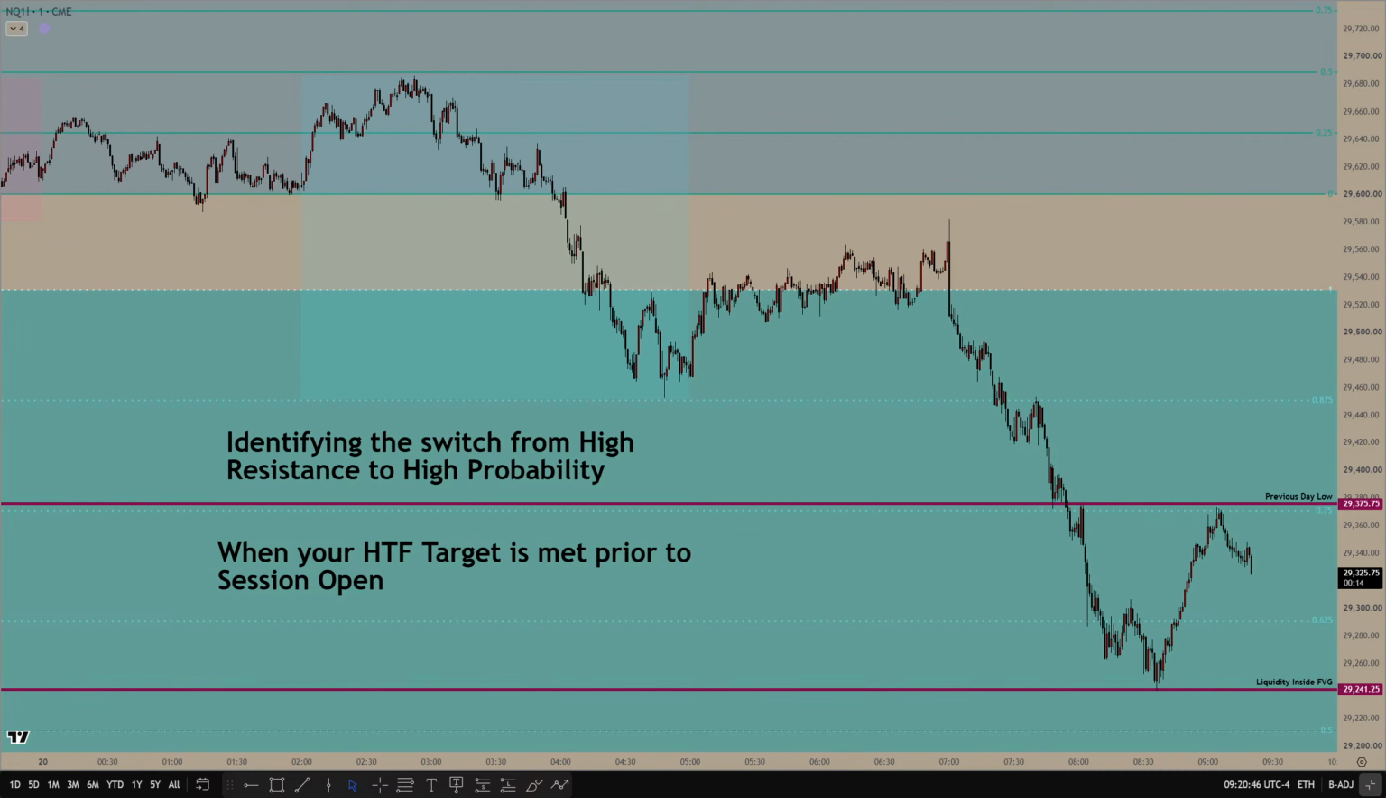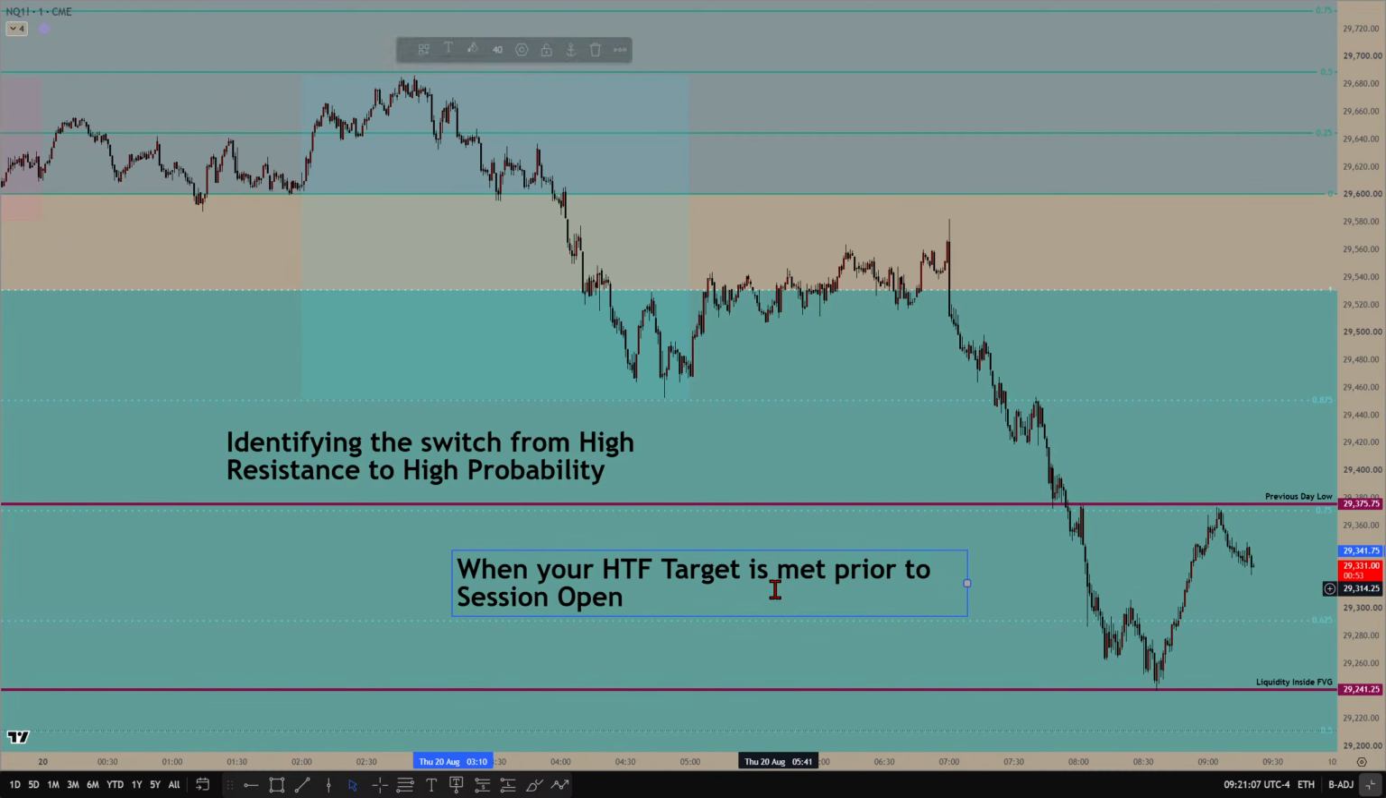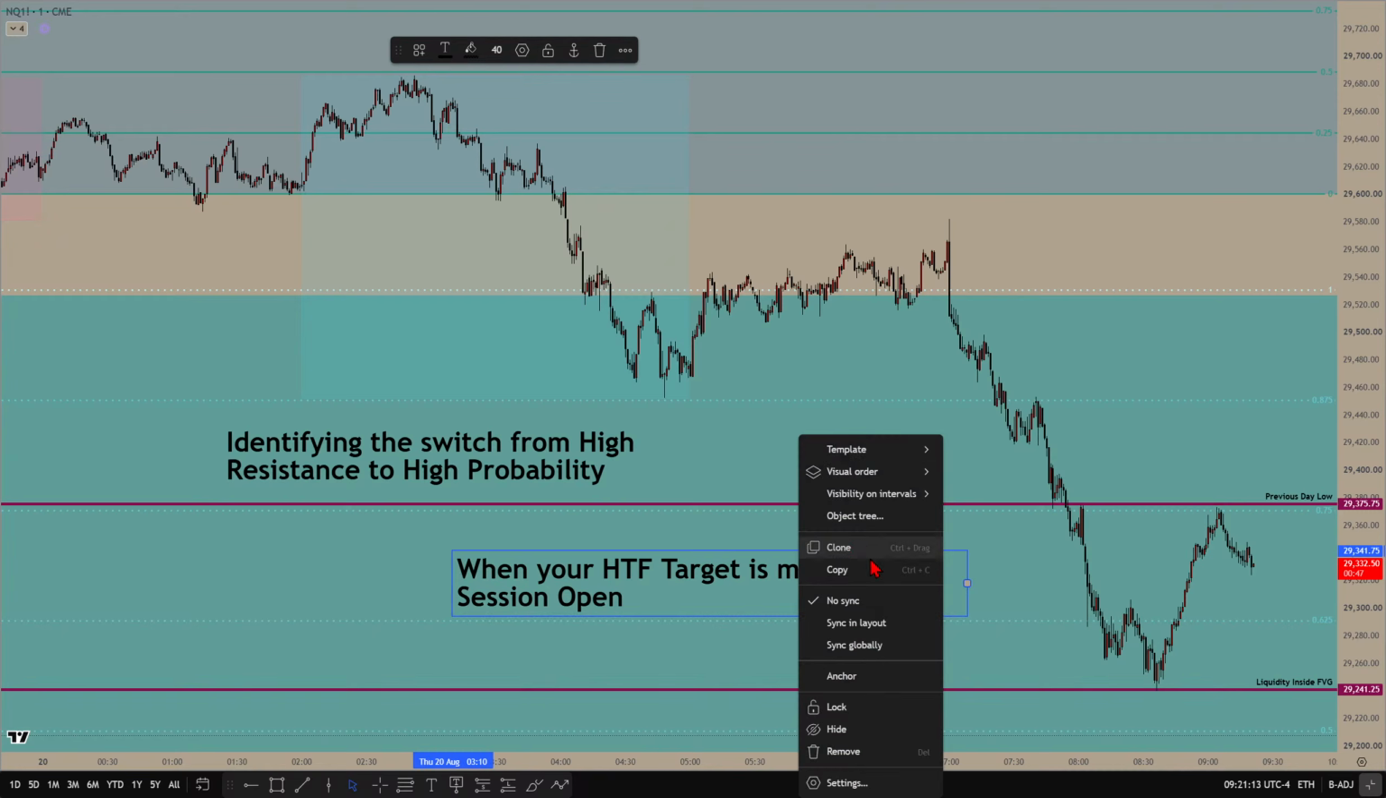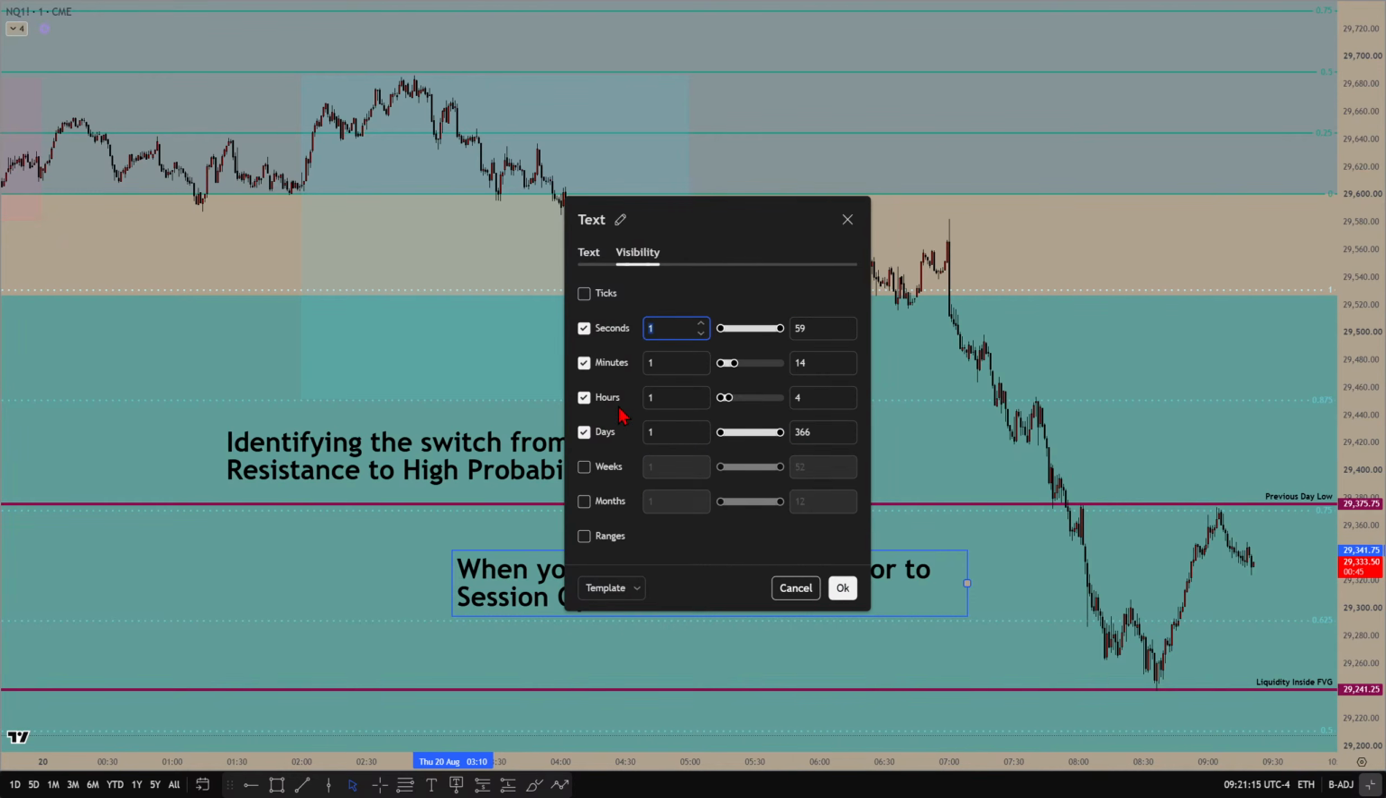Right, today's lecture is focused primarily on two things: identifying the switch from high resistance to high probability, or low probability conditions to high probability conditions. And we'll also be talking about what to do when your high time frame target is met prior to the session open. We'll talk about this when the session opens. For now, let's talk about identifying the switch from high resistance to high probability. Let me just take this off the daily.